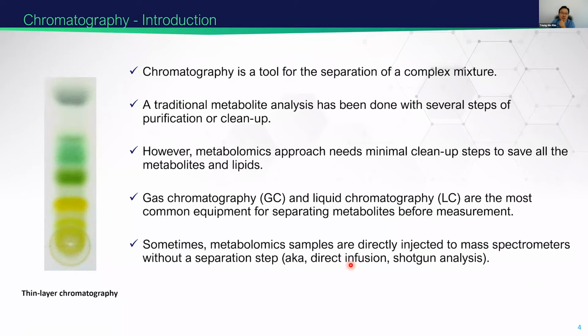And sometimes metabolomics or lipidomics samples can be directly injected into the mass spectrometers without this separation step. We call it direct infusion or shotgun analysis. So if we have very high resolution mass spectrometers, probably this can help without spending a lot of time on separation, because usually liquid chromatography or gas chromatography takes a significant amount of time to separate. So some people still use this direct infusion or shotgun analysis.